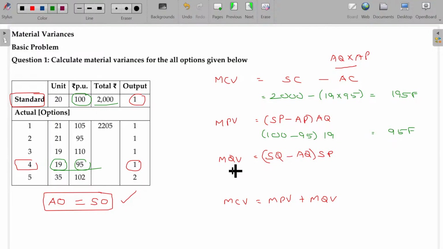Similarly, in case of quantity variance, standard quantity being 20, actual quantity 19. Here also we consumed lesser, so favorable situation. And as per the standard price being 100, I paid 100 rupees lesser, then it's favorable. Okay, cross check. Material cost variance being 195 favorable is equal to material price variance 95 favorable and material quantity variance 100 favorable, matching.